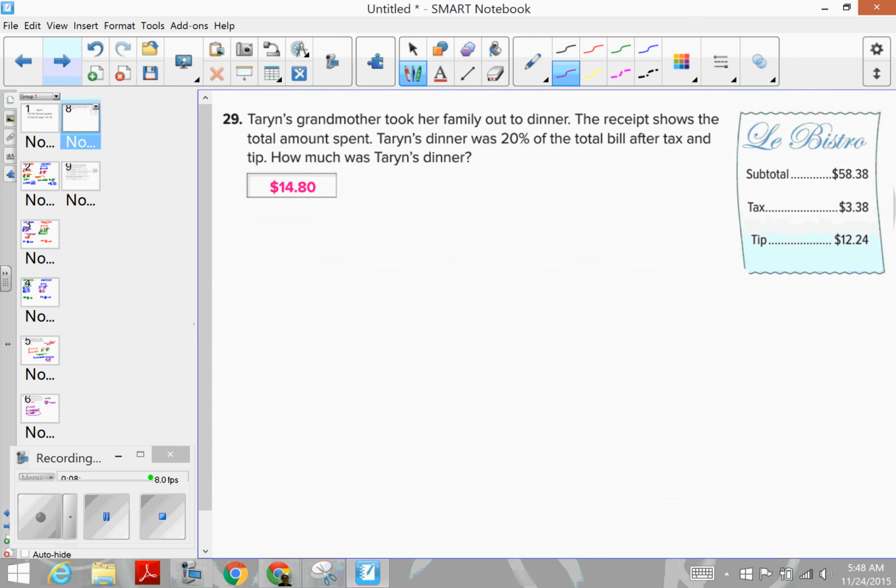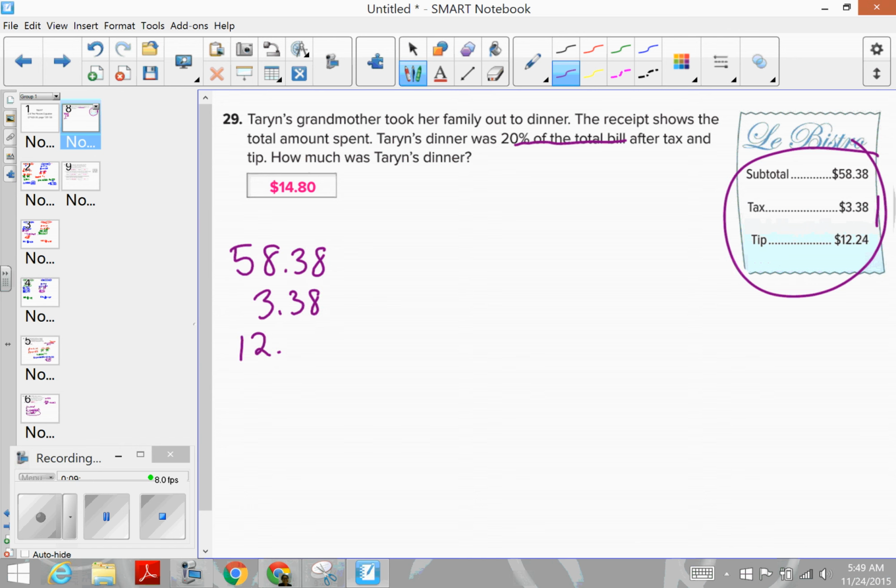All right, now on to our Common Core test practice. Taryn's grandmother took her family out to dinner. The receipt shows the total amount spent. Taryn's dinner was 20% of the total bill after tax. How much was Taryn's dinner? So our first thing we want to do is add up everything that's over here. So 58.38 plus 3.38 plus 12.24. That's going to equal $74.